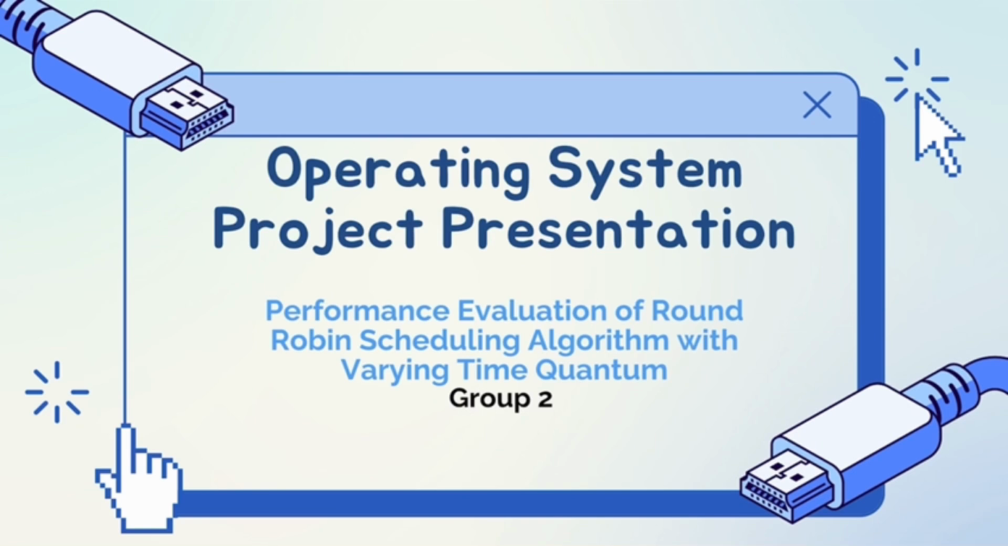My name is Ungan Leo with the metric number 97435. I will be sharing about our project title. Our project is entitled Performance Evaluation of Round-Robin Scheduling Algorithm with Varying Time Quantum.